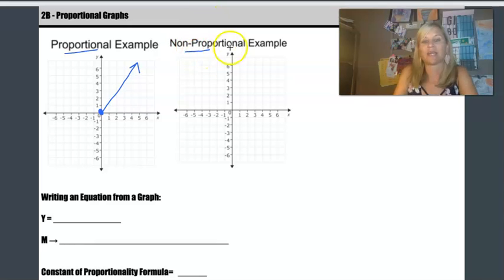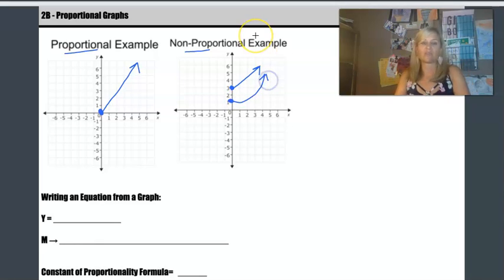Non-proportional means that it doesn't start at (0, 0), so maybe it starts here at (0, 3), and maybe it is a line that goes like this. It might be straight, but it doesn't start at (0, 0), or maybe it starts right here and it is a curved line. So these are non-examples, all right?